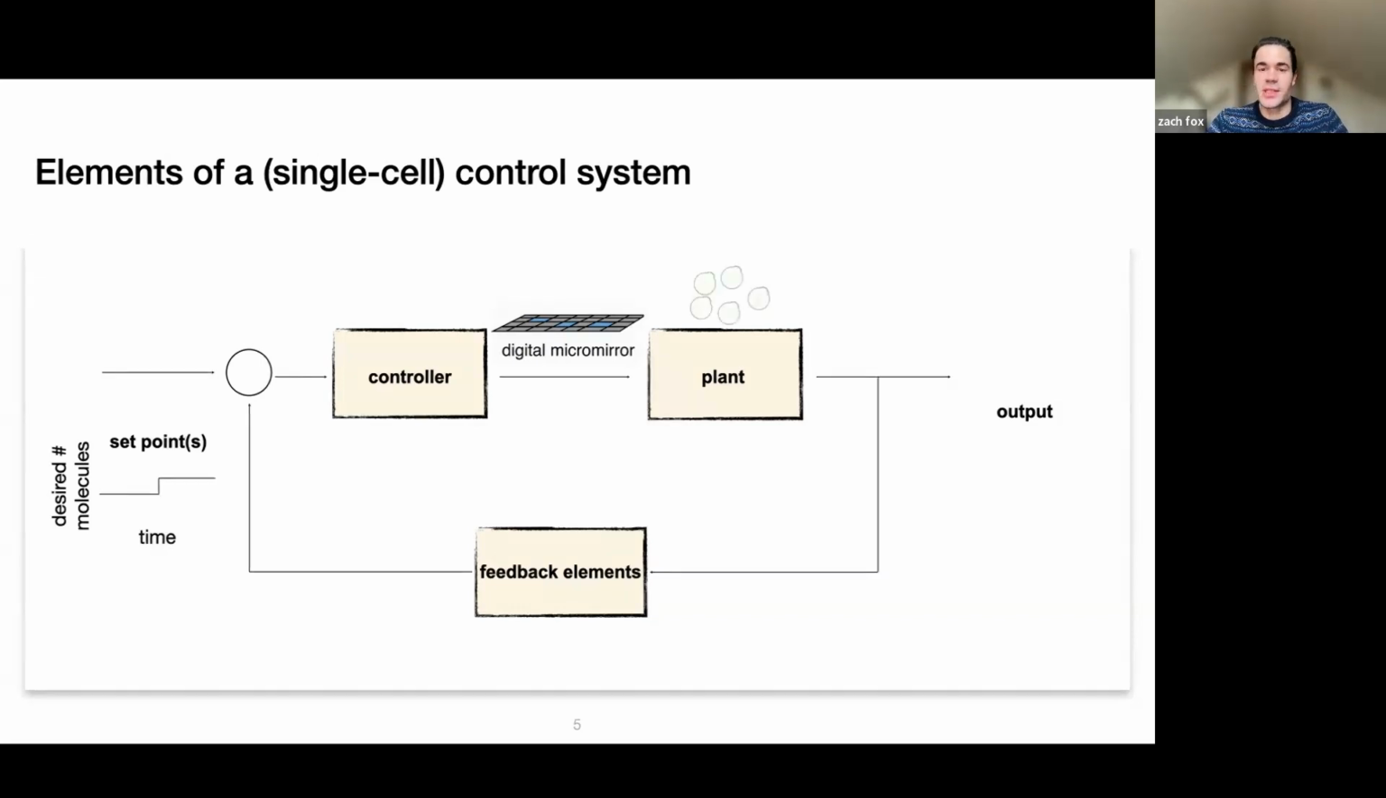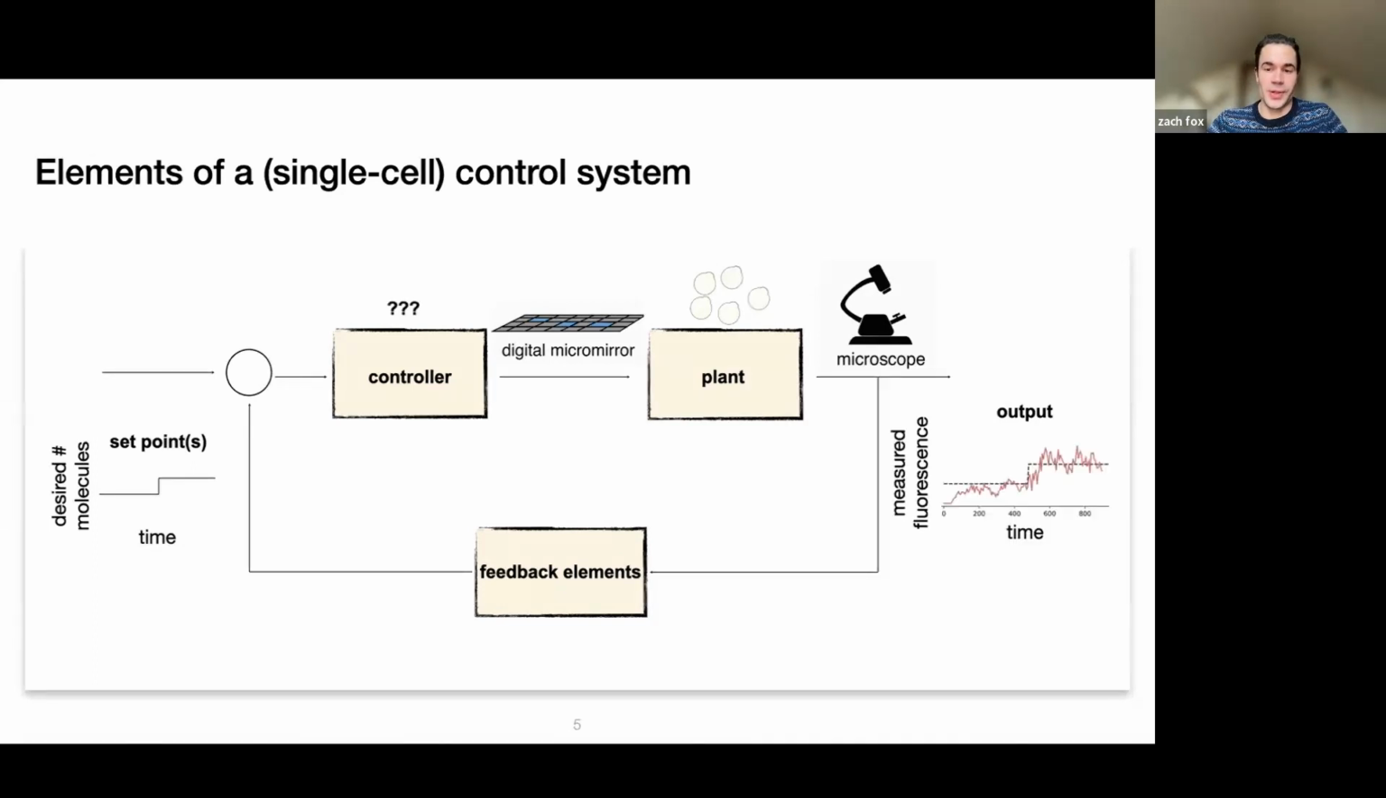The plant is just the cells. You need to observe them, and then you get an output, which may or may not be the same thing as what you're controlling for, right? So you measure fluorescence, but you want to control, for example, the number of molecules in the cell. And in the biological setting, it's not always clear what your controller should be. You can use a data-driven controller, like some deep learning based thing. You can use model predictive control. You can use things like PID control, and so on and so forth.